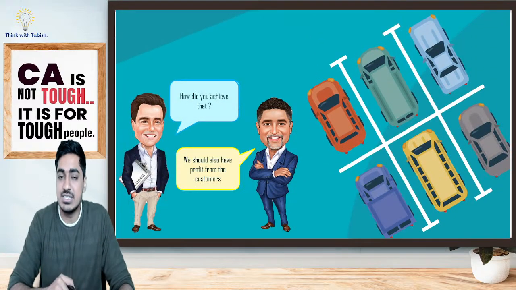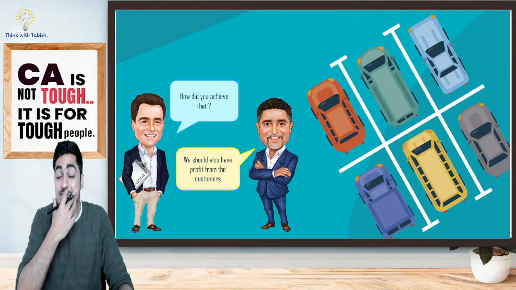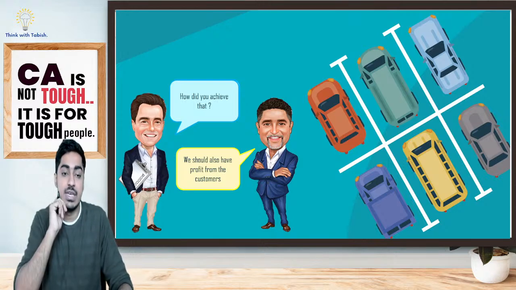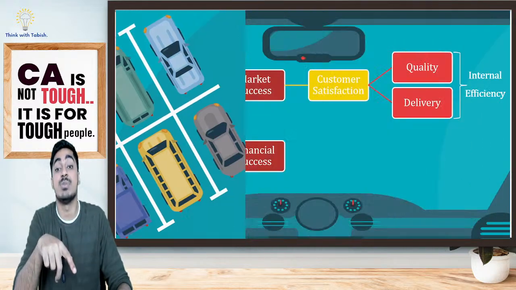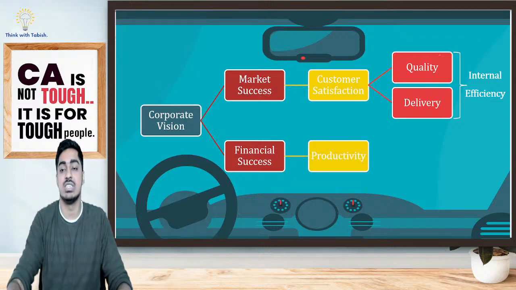So how did I get financial success? Because we have done things in the most efficient, most productive way. And how did you achieve productivity? Two things. I have reduced my cycle time as well as my waste. Now look at this. This is my external effectiveness.